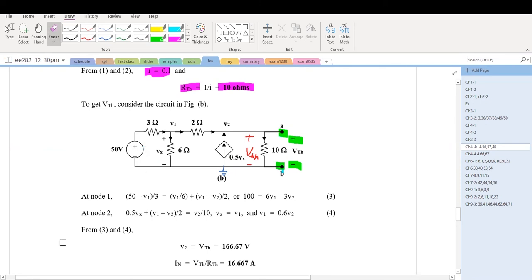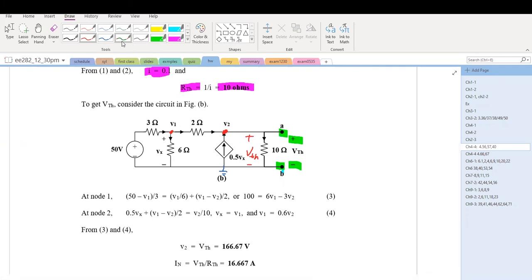We can use mesh or we can use nodal. If we use mesh, we have 3 meshes here, 1, 2, 3. And pay attention that there is a current source involved, so you need to form a supermesh. But if we look at nodal analysis, how many nodes do we have here? 1 and 2, so 2 nodes. Apparently using nodal analysis may be a little simpler. So to apply nodal analysis, first of all, we specify the reference node and then recognize the nodes. So we have V1 and V2 for the 2 nodes here. Now we will apply the KCL on each node.